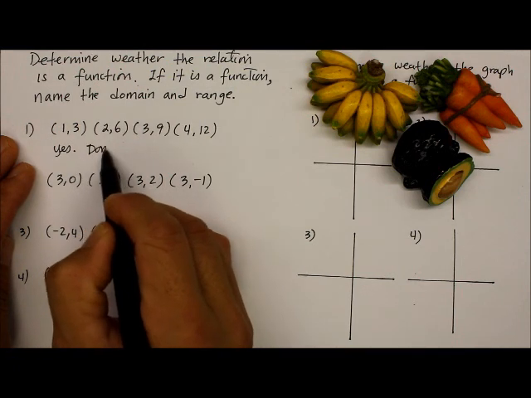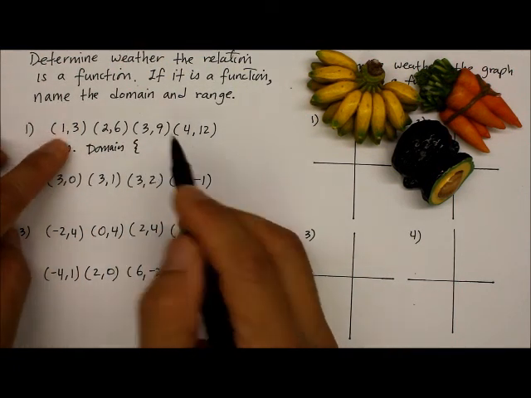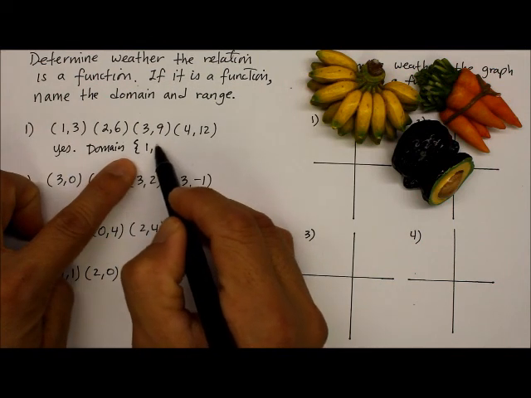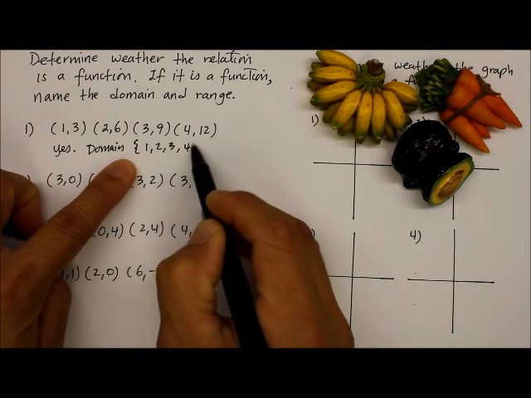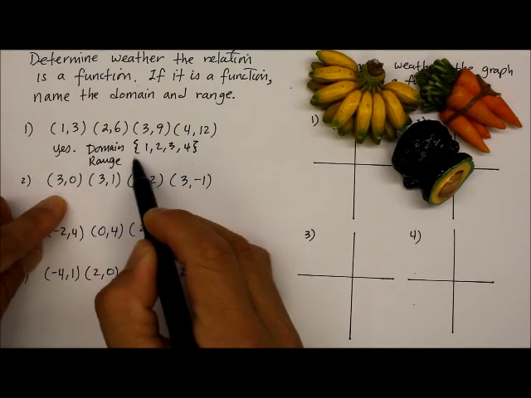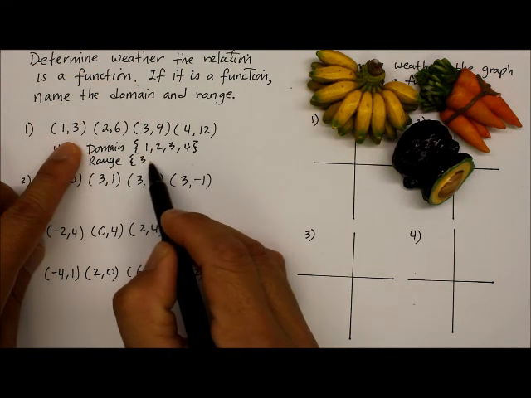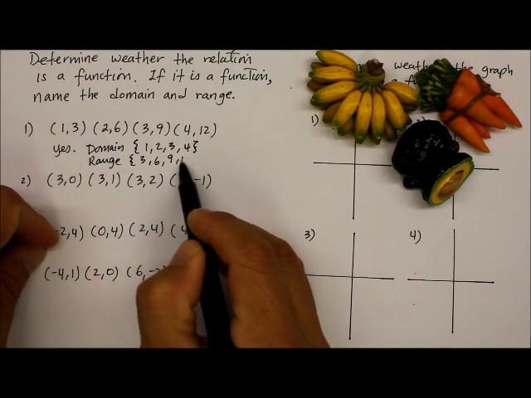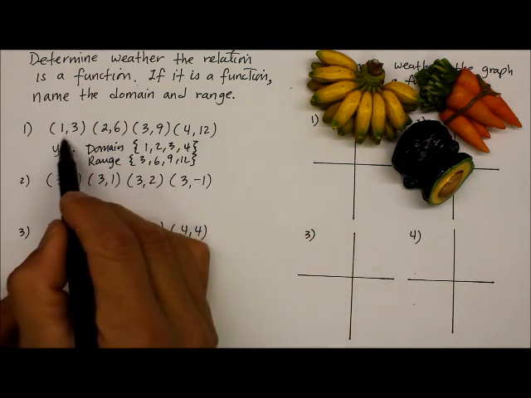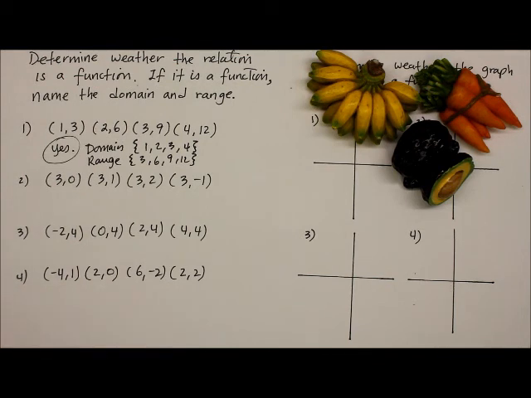What's the domain? The domain is all the x terms or x values, so it becomes 1, 2, 3, and 4. What's the range? The range is also known as the y values or the output, so they become 3, 6, 9, and 12. And it's a function. See quickly if you can determine if those 3 things are a function, and if it is, name the domain and range.